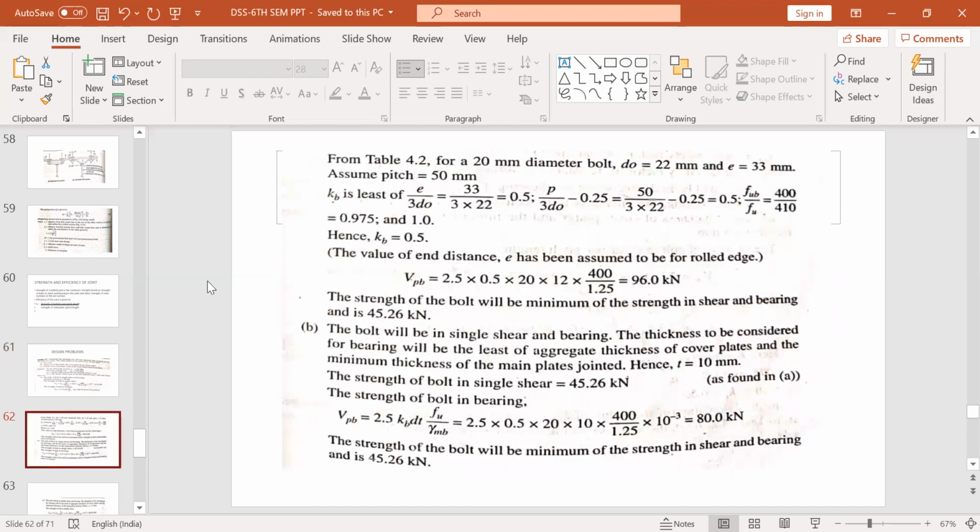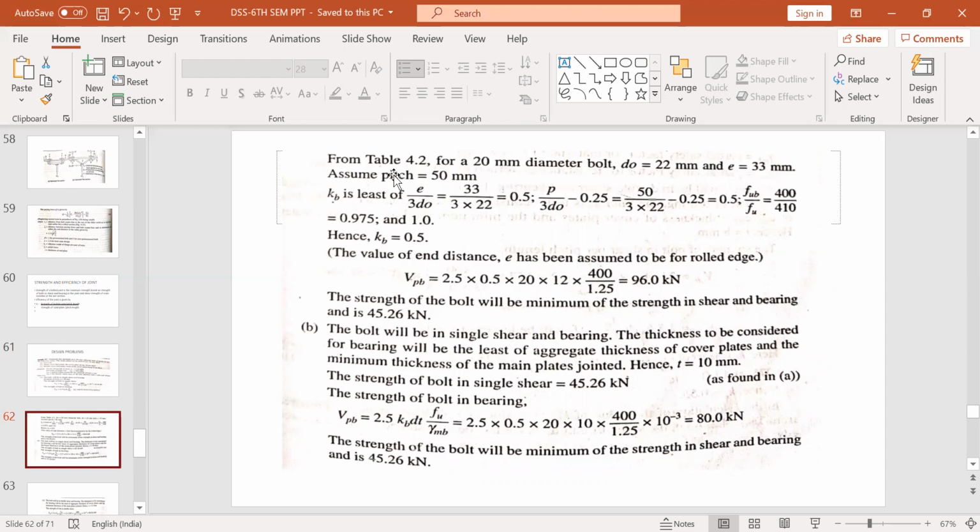So again, from Table 4.2, for a 20 mm diameter bolt, all these values are given in the IS code, in the respective tables. So for d0, if d is 20 mm, what is d0? The hole diameter, that is 22 mm. You see from the table. So for d0 equal to 22 mm, what is e? e is 33 mm. Okay, it is actually 1.5 times the diameter of the hole. So it is 33 mm.